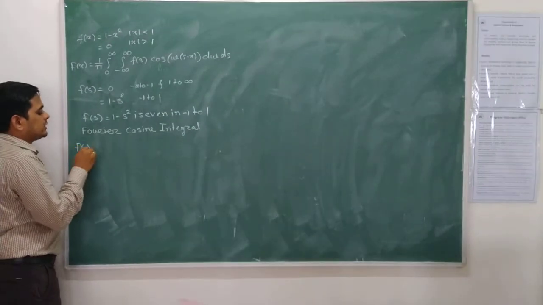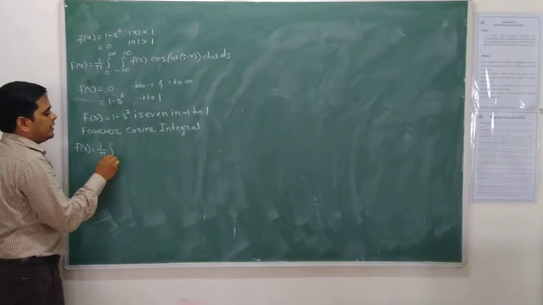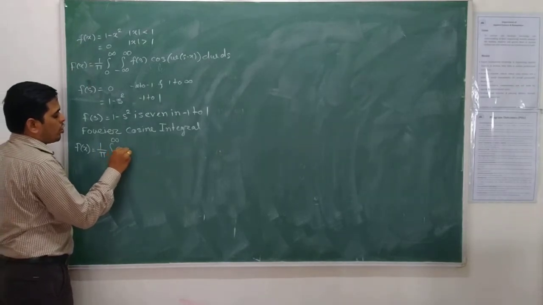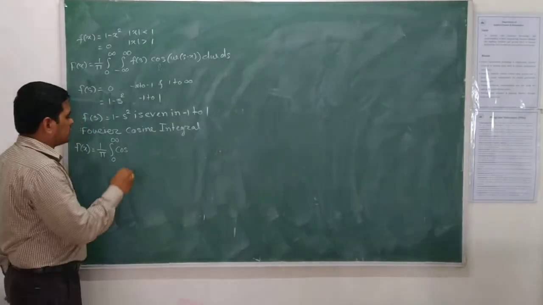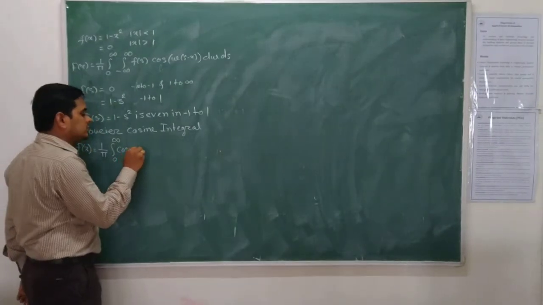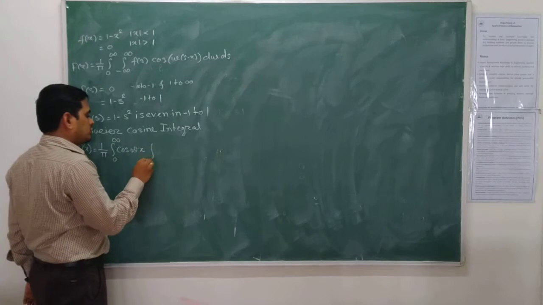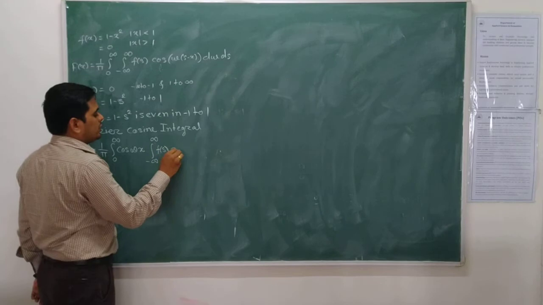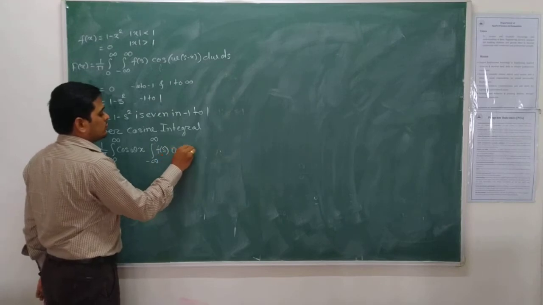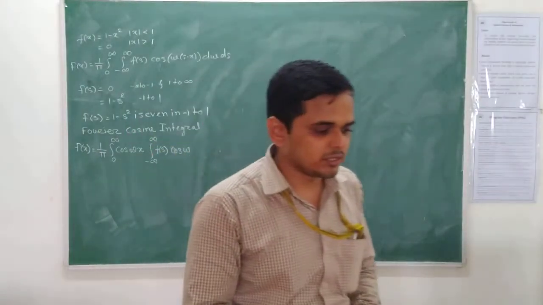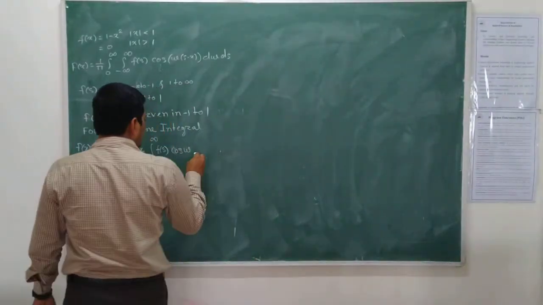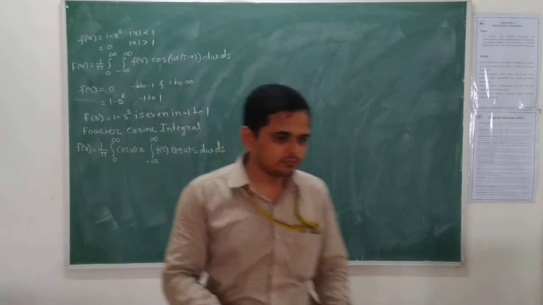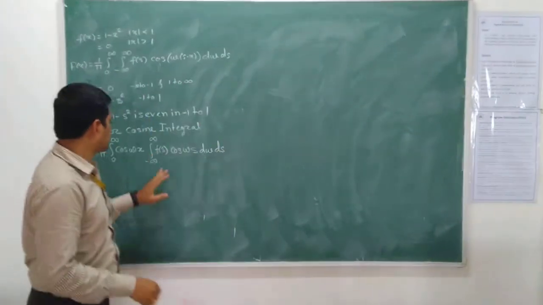f of x is given as 1 upon pi, integration from 0 to infinity, cos omega x, integration from minus infinity to plus infinity, f of s into cos omega s, d omega ds. This is what we get.